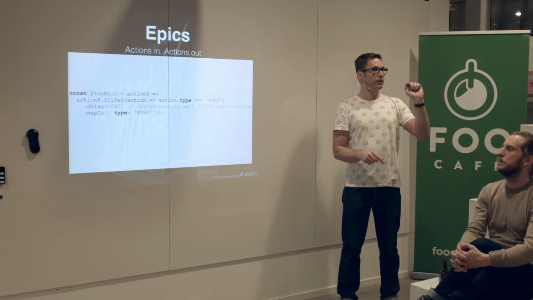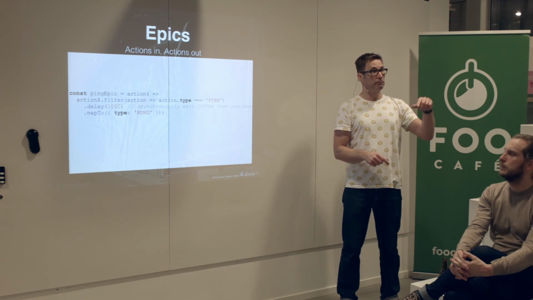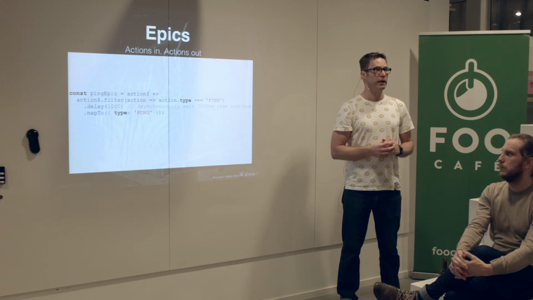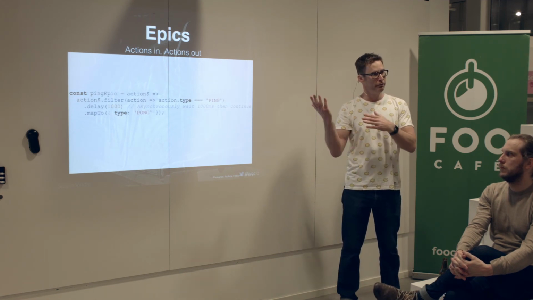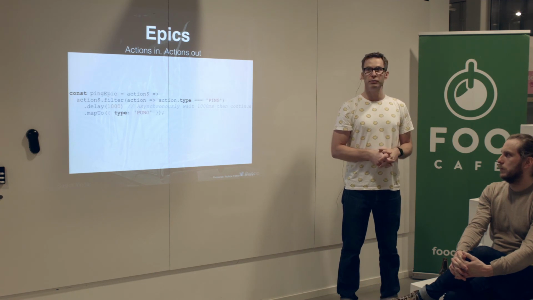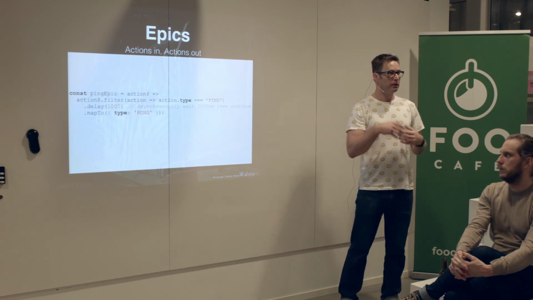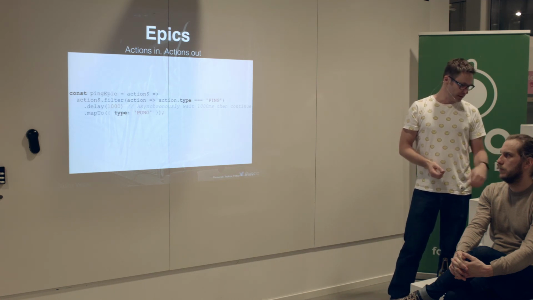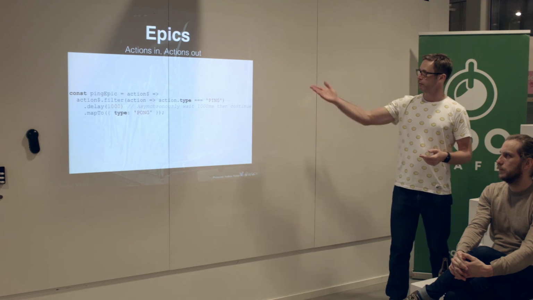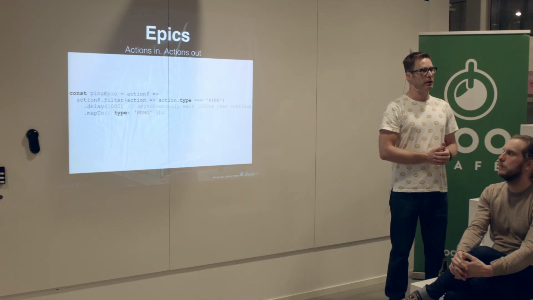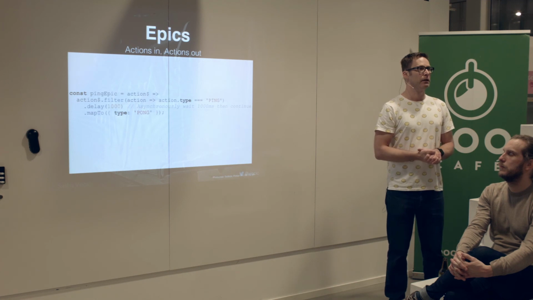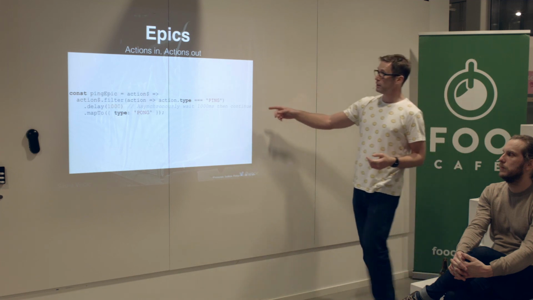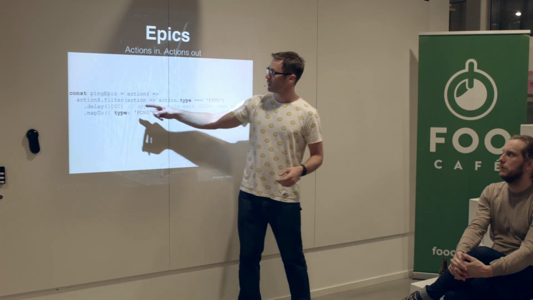But let's say the user presses cancel for login, then the first call that you already have sent, you want to cancel that. And with epics and redux-observable, you will be able to do that. So here we have a simple epic that's listening for the action type ping, delays 1 second, and then emits action pong.